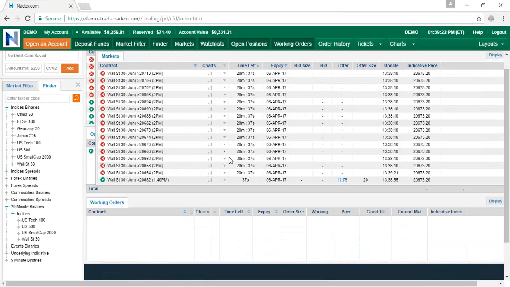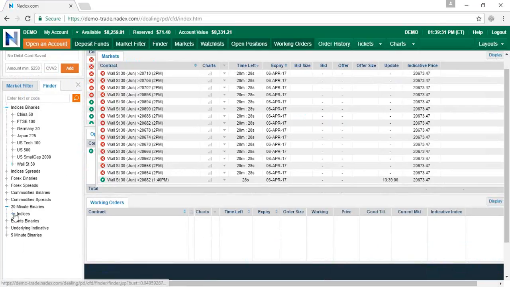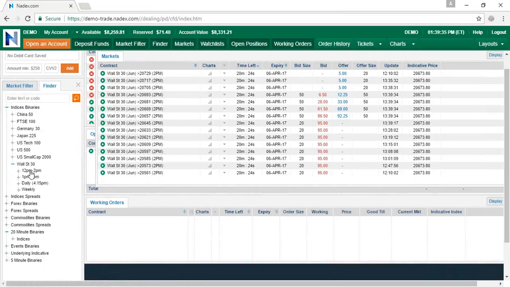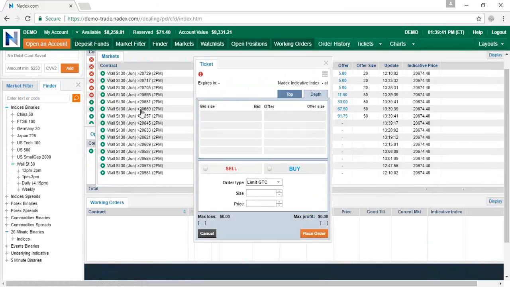Let's take a look at these 20-minute binaries here, okay? And give it just a sec. Actually, that's going to take a minute to repopulate. Let's check these out right here. Okay. Joe says, what about the sell probability? It's the exact same thing.